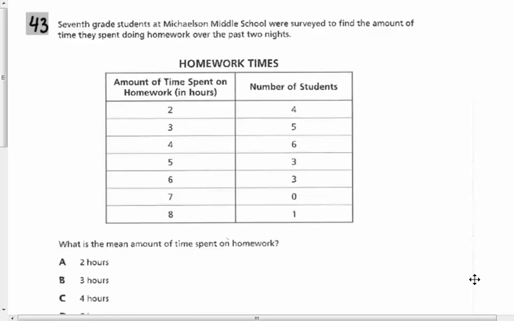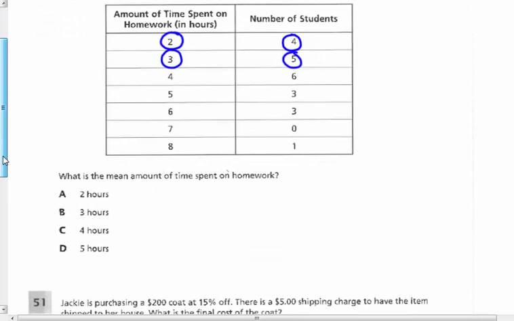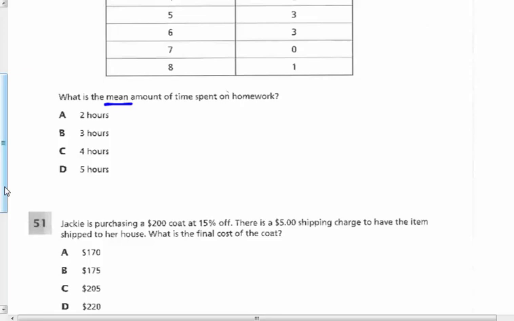For instance, 4 students studied for 2 hours. 5 students studied for 3 hours. So you have to calculate the mean amount of time spent on homework. So hours divided by how many students there were. So you have to calculate that, taking total hours divided by total students.